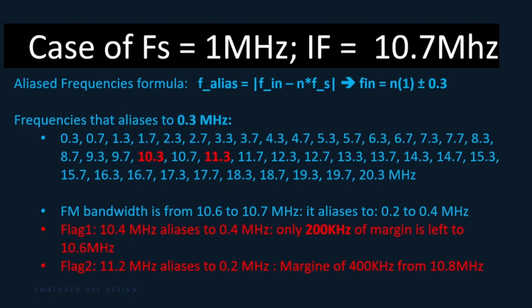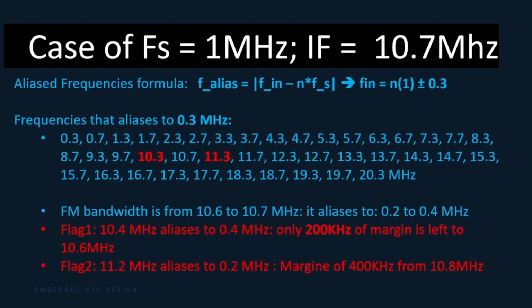So for the case of an IF of 10.7 sampled at 1 megahertz, this IF will alias to 0.3, and our spectrum will extend from 0.2 all the way to 0.4 with a center frequency of 0.3. However, we will have images, and the image frequencies are the ones we see in front of us: 0.3, 0.7, all the way to, I just listed up to 20 megahertz, but there's more, of course. Anyway, our center frequency is 10.7, and the two closest tones to it are 10.3 and 11.3. 10.3 and 11.3 are images.